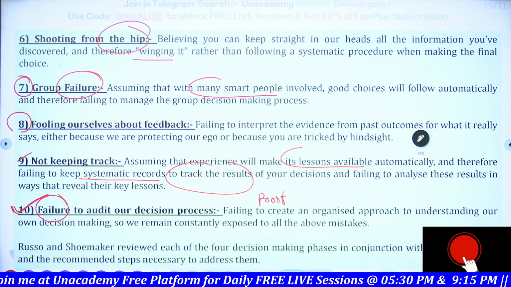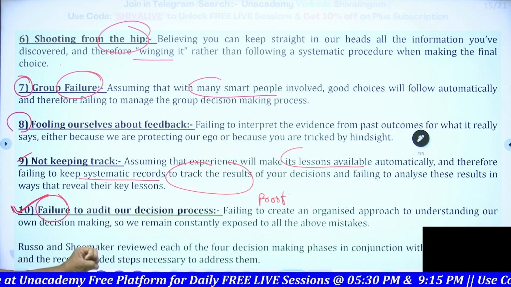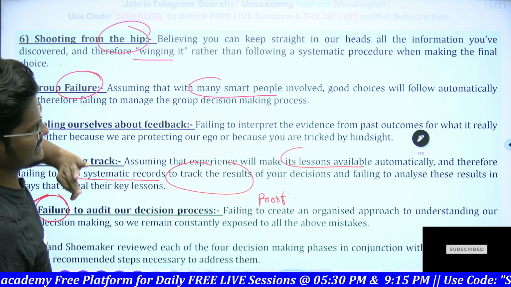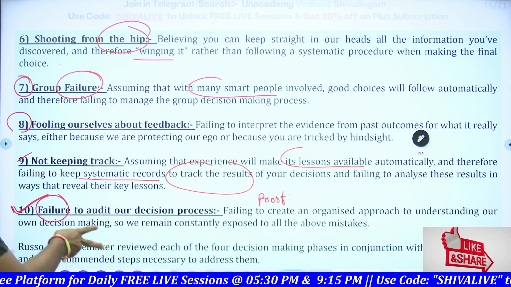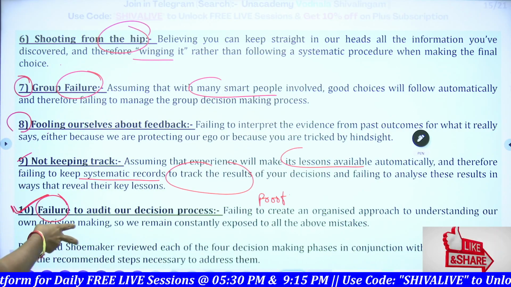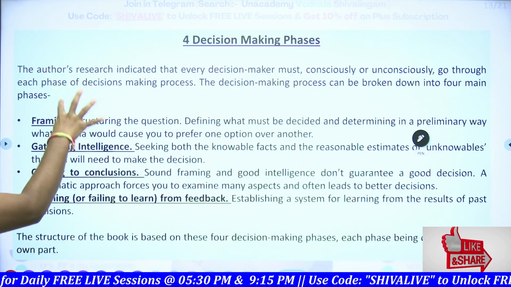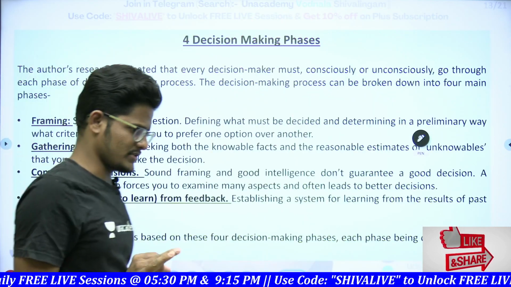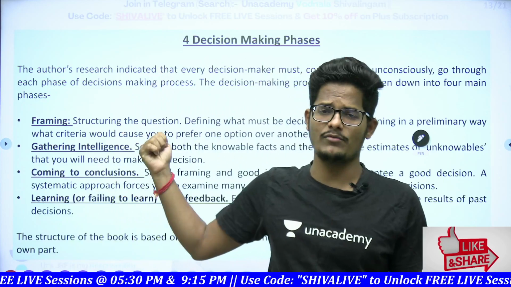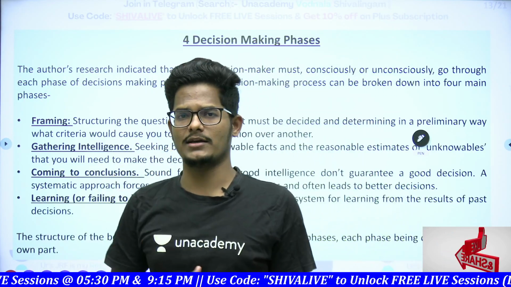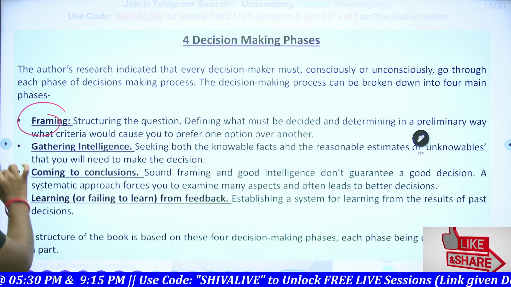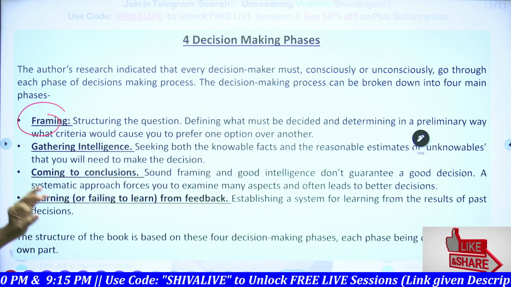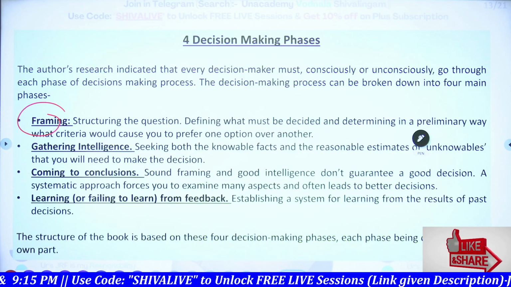Failure. So Russo and Shoemaker reviewed that a total of 10 decision traps are given. So how can a person avoid these 10 decision traps? If we follow these 4 phases of the decision making process, the 10 barriers can be avoided as per the Russo and Shoemaker book. That is framing, gathering intelligence, coming to conclusions, and learning or failing to learn from the feedback.